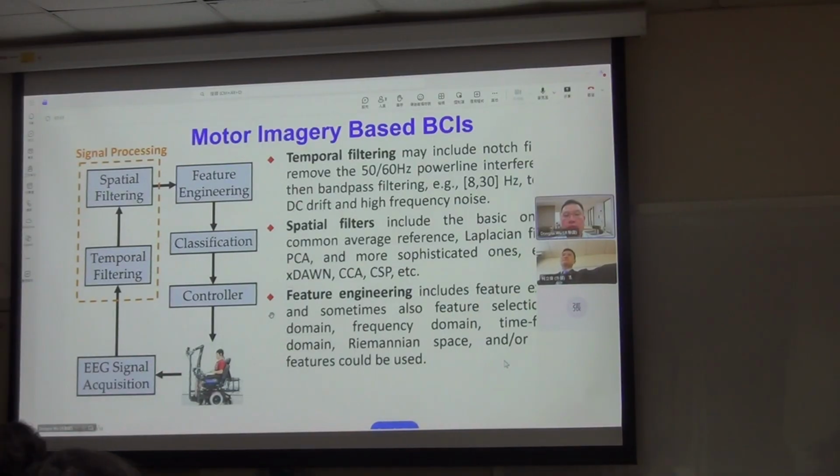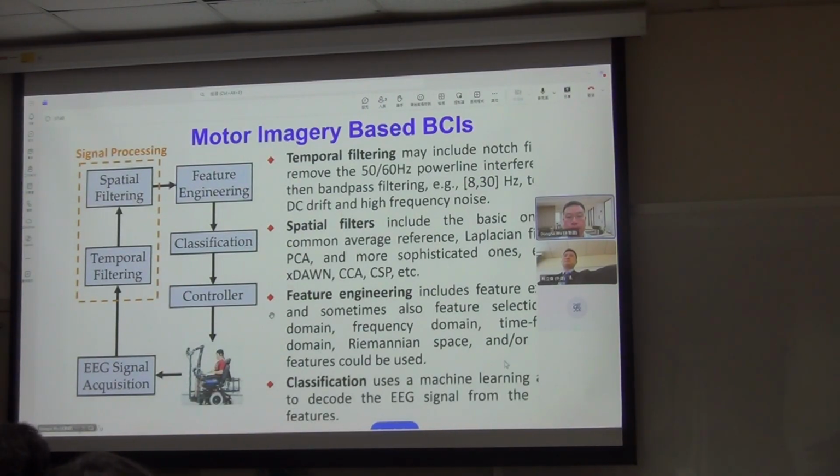After that, we perform feature engineering, that is, to extract more informative and low-dimensional features from the original EEG signals. Feature engineering includes feature extraction and sometimes also feature selection: time domain, frequency domain, time-frequency domain, Riemannian space, and tangent plane features to be used. The last step is the classification, which uses a machine learning algorithm to decode the EEG signal from the extracted features.